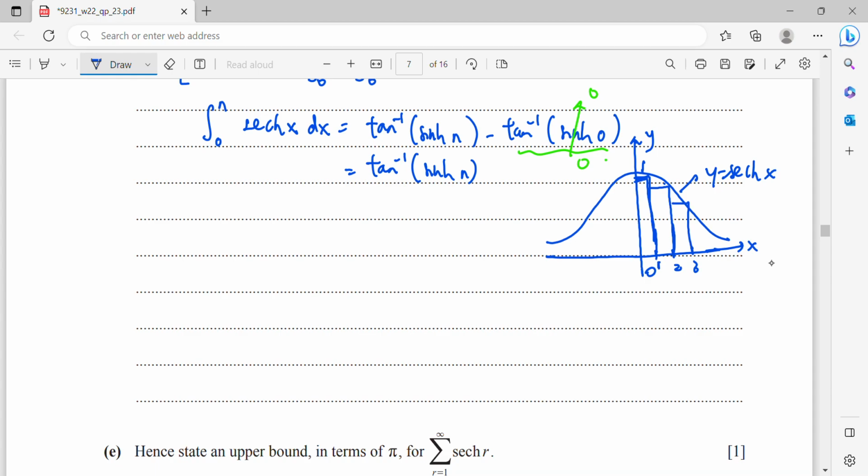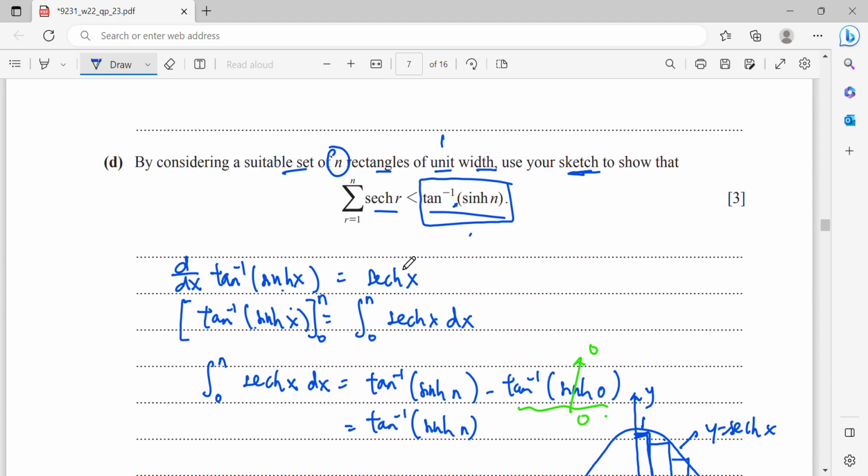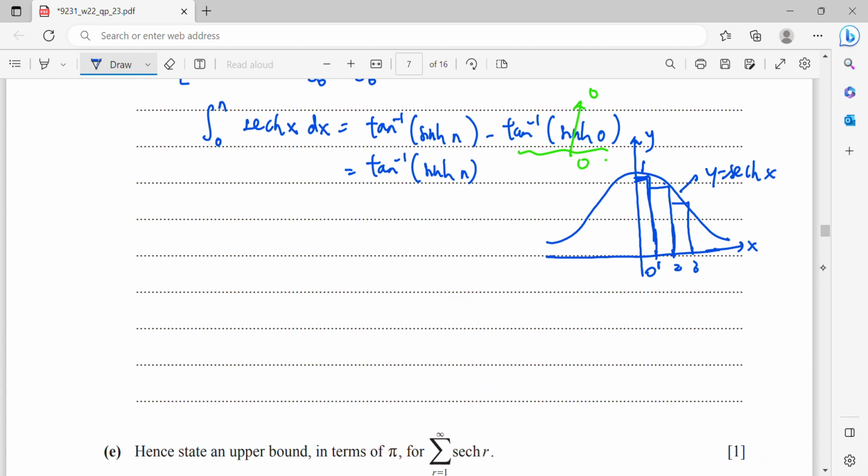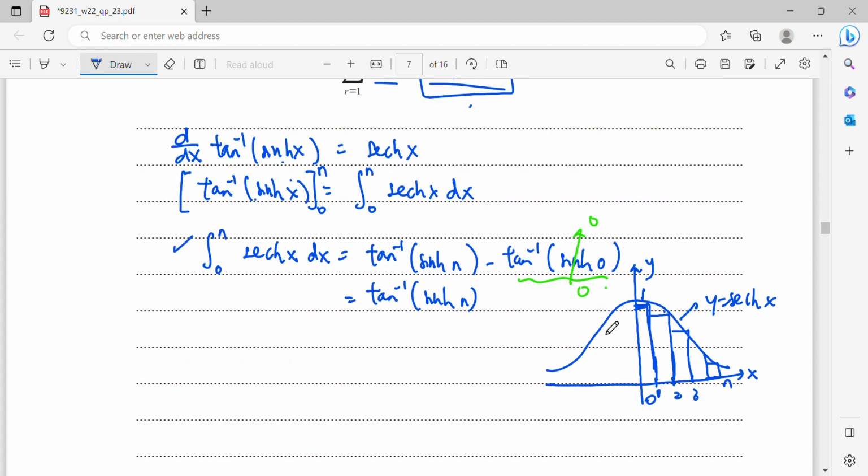If it is n sets of rectangles, based on the question, look here: this is the first rectangle, we label it 1, second rectangle, third rectangle. So I will get n rectangles over here. That means this is my n. Now, we know that the integration is the area under the curve. But the total area of the rectangles here is less than the area under the graph.